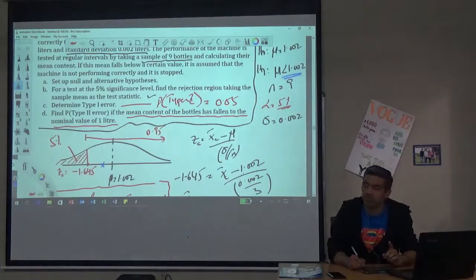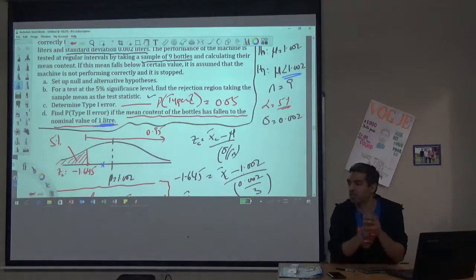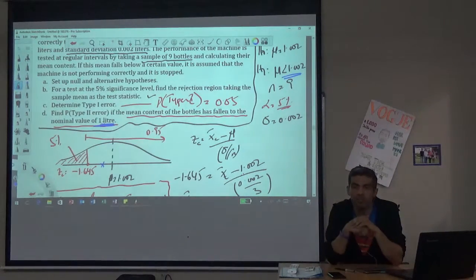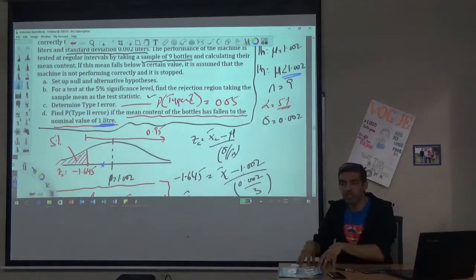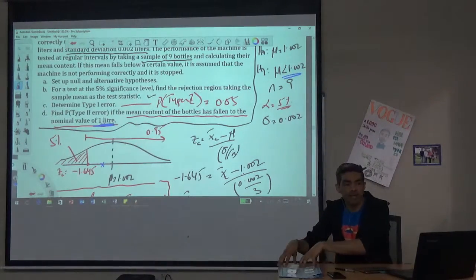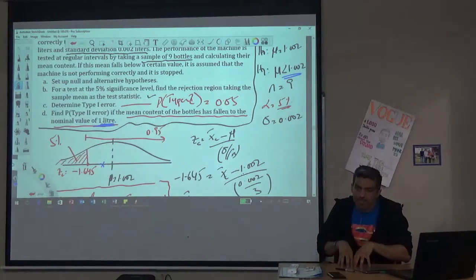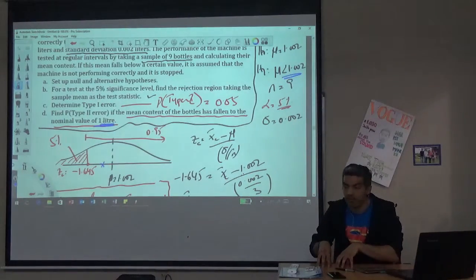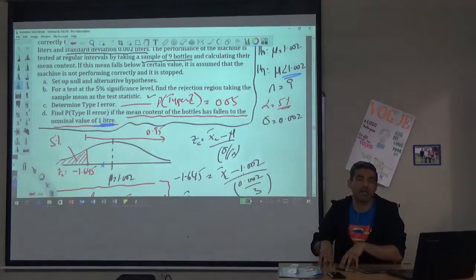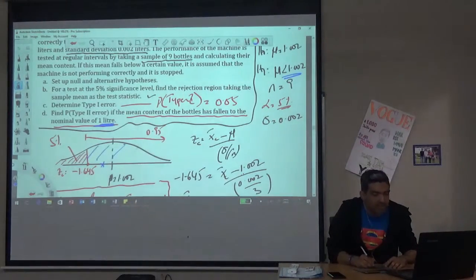And if the hypothesis is wrong, what was your suspicion from the start? That mu was supposed to be 1.002. And now he's saying that he found out that the actual mean is not 1.002, it's 1 liter, which is less than 1.002. So that's the actual mean. Now he's asking what are the chances that he, or anybody who would do the test, would make a type 2 error. So on the basis of the fact that the actual mean is 1, not 1.002, you have to find out the probability of the acceptance region.